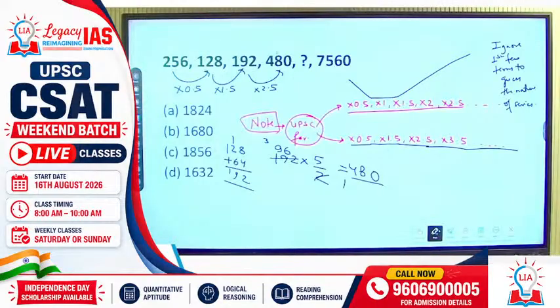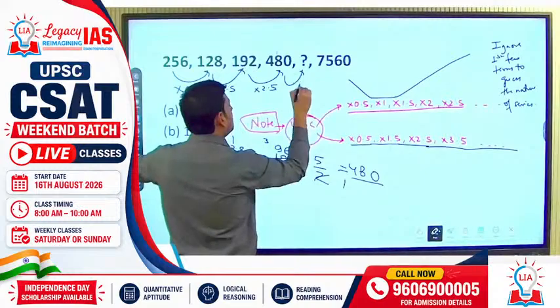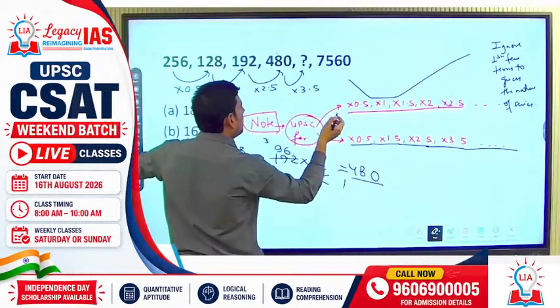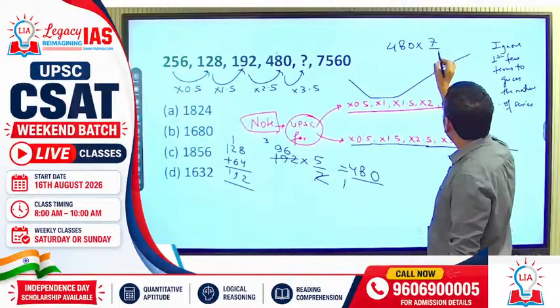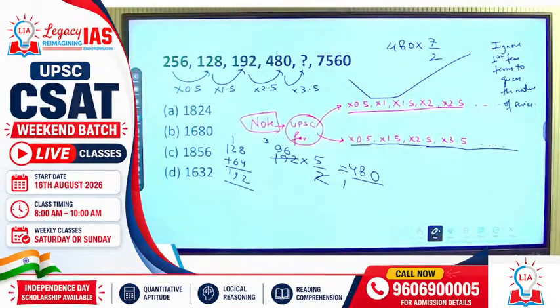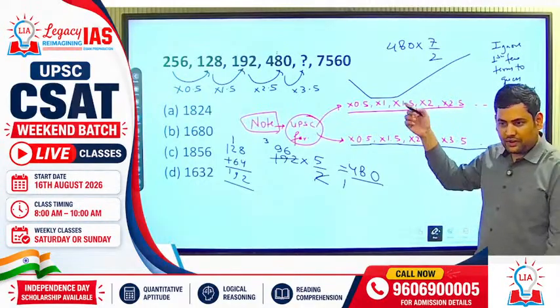Correct? So you got the series. This is 0.5, 1.5, 2.5. Next would be what? 3.5. So you multiply 480 by 3.5. 3.5 is what? 7 by 2. Correct? 3.5 is 7 by 2.